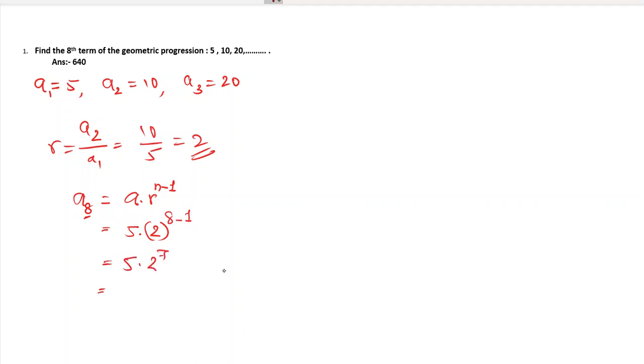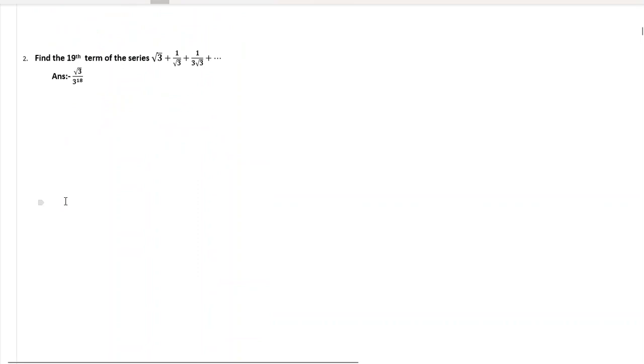What is 2 raised to 7? 2 multiplied by itself 7 times. 2, 2s are 4, 2s are 8, 2s are 16, 2s are 32, 2s are 64, 2s are 128. So 5 into 128 will give you 8 5s are 40, 0, 4, 2s are 10, 14, 640. Right, so eighth term is 640. Very easy, very simple, straightforward question.